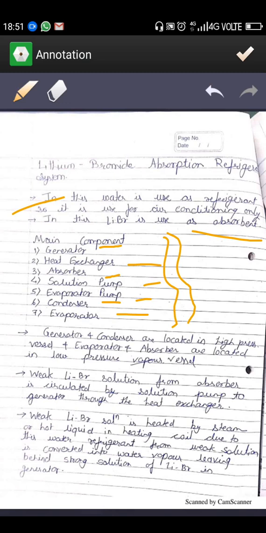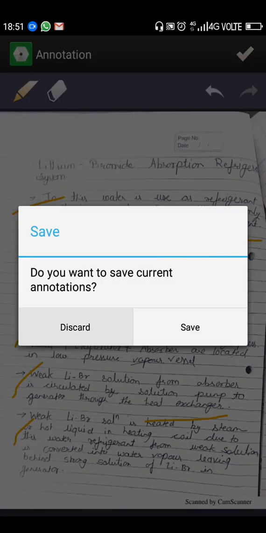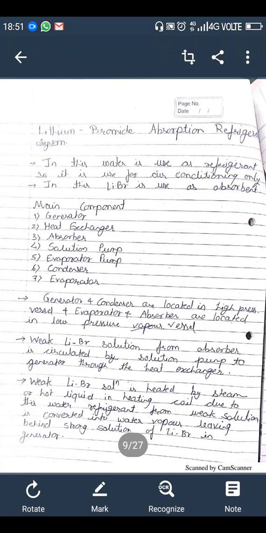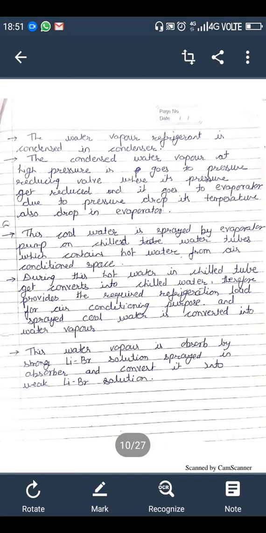Generator and condenser are located in a high pressure vessel, and evaporator and absorber are located in a low pressure vessel. Weak LiBr solution from the absorber is circulated by the solution pump to the generator through the heat exchanger. Weak LiBr solution is heated by steam or a hot liquid heating coil and the water is converted into water vapor, leaving behind the strong LiBr solution in the generator. Working is quite similar to the previous system, only the refrigerant and absorbent change here.